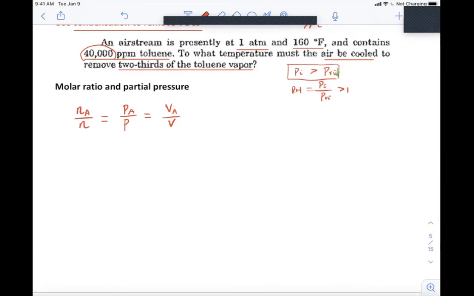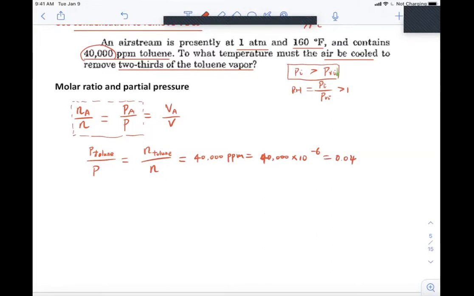Okay, so here we're trying to find out the partial pressure of the toluene. We could just use this part of the equation, right? P toluene divided by the total pressure is equal to N toluene divided by N total, the total number of moles. And here we have this ratio equal to 40,000 ppm, which is basically 40,000 multiplied by 10 to the negative 6, and that is equal to 0.04. What this means is that the partial pressure of the toluene is going to be 0.04 atmosphere.